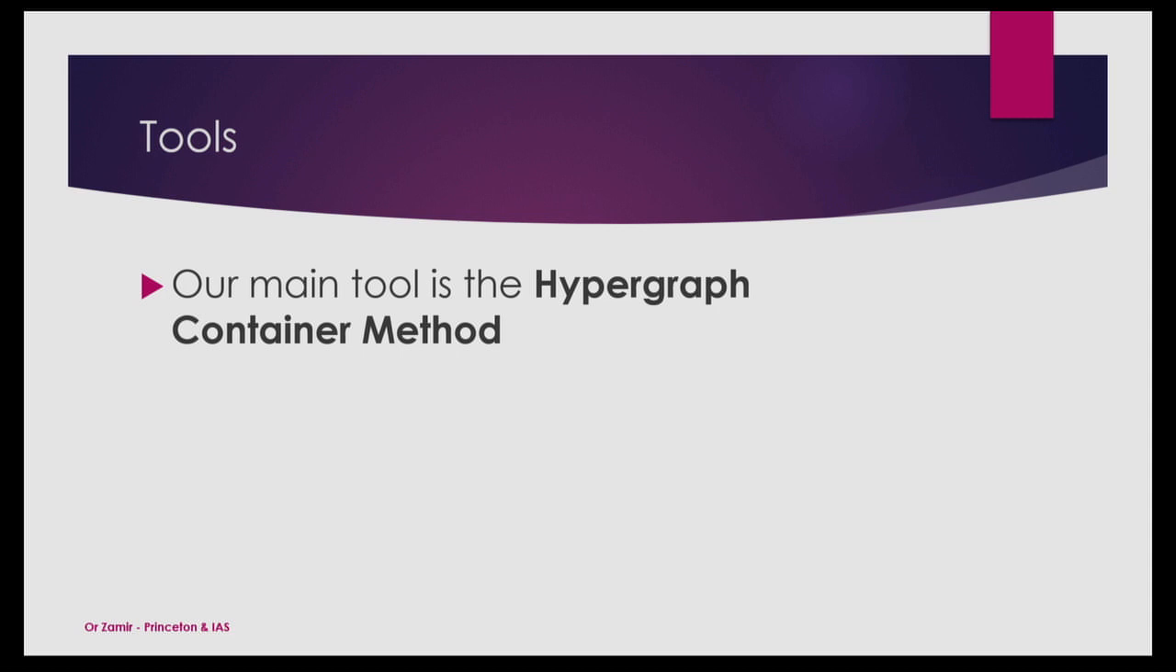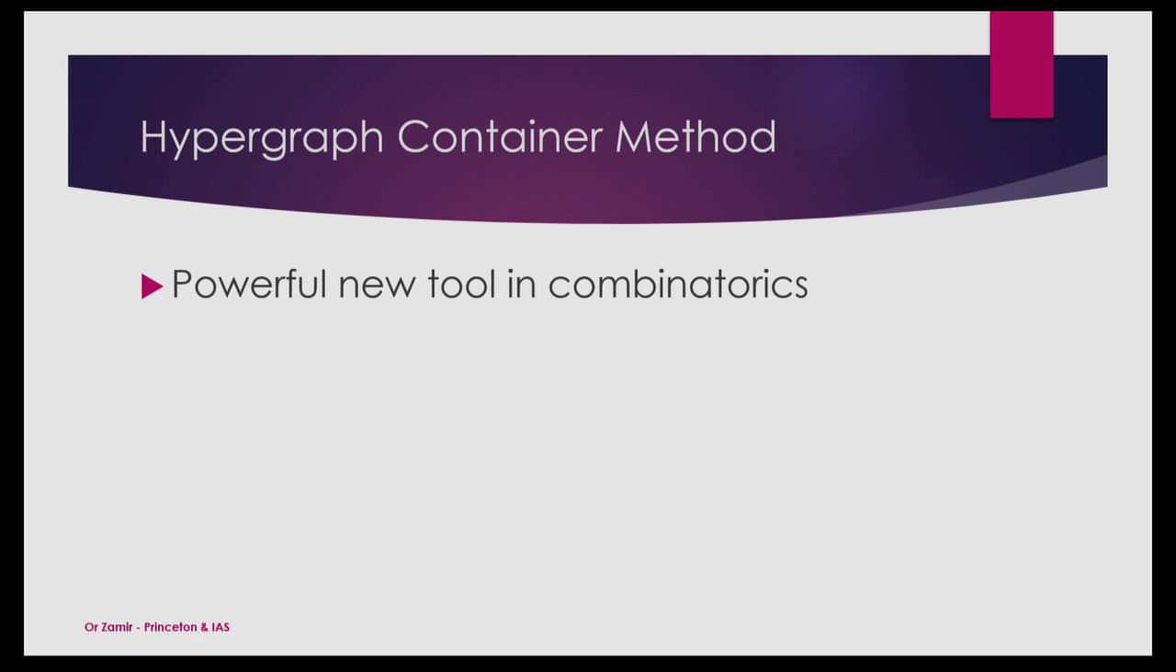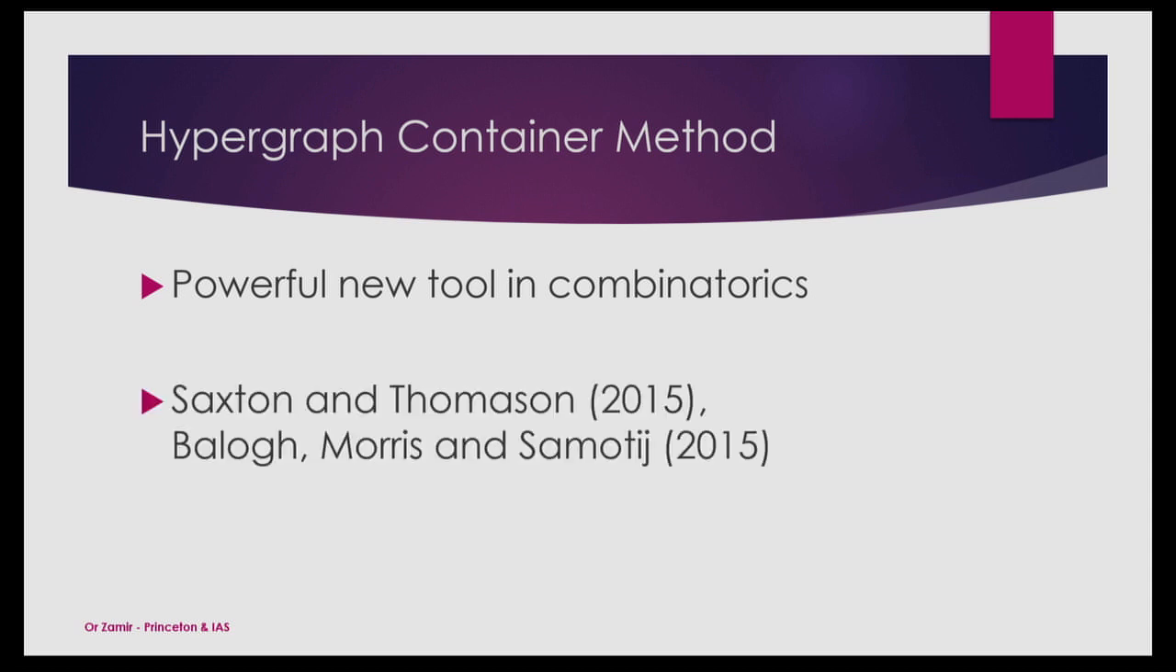Good. So for the rest of the talk, what I want to discuss is the main tool we are using, which is something called the hypergraph container method, which is a relatively new, very, very powerful tool that was introduced in extremal combinatorics about 10 or 15 years ago. So it was introduced independently by both Saxton and Thomason and by Balogh, Morris, and Samotij. Since then, it was used for many, many results in extremal graph theory, extremal combinatorics, additive combinatorics, and so on.